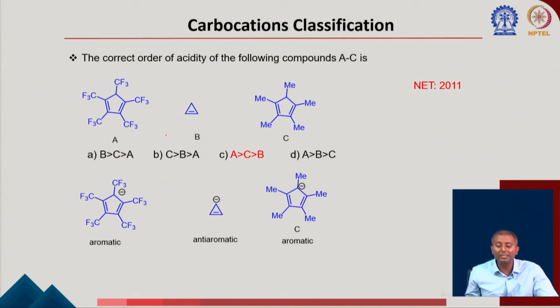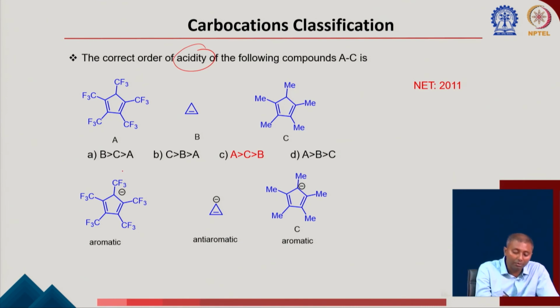The correct order of acidity of the following compounds. Here they are asking about acidity, not pKa, so you have to be careful about what they are asking. If they are asking acidity, we will order them accordingly. If they are asking pKa, then we have to order them accordingly. Based on acidity, the first thing we generally learn is that if you compare acidity, we have to go to the corresponding carbanion and find out its stability.